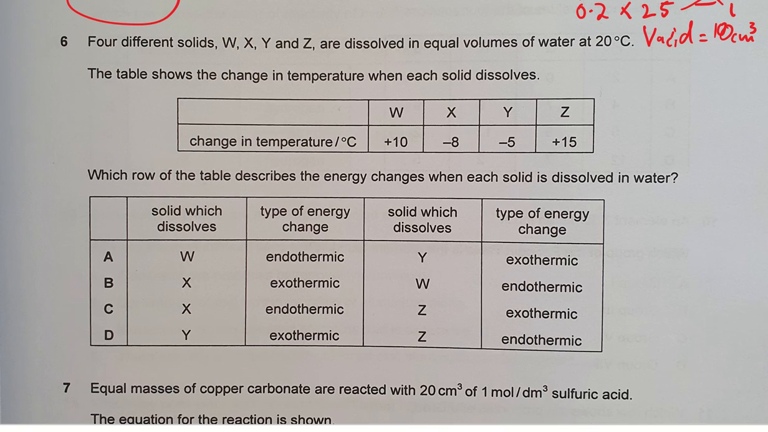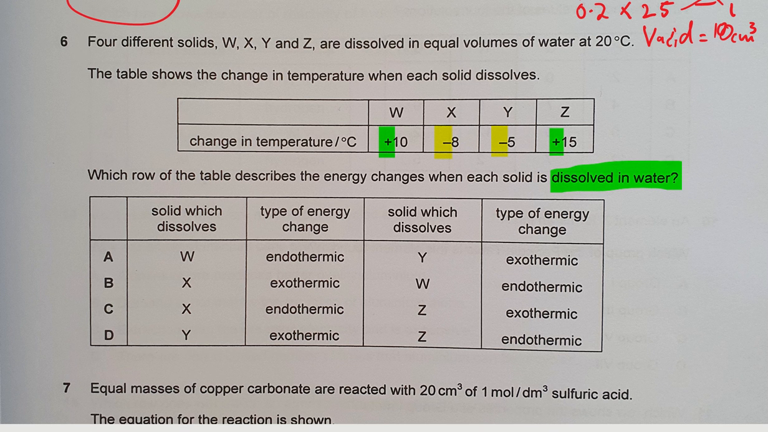Question number 6. Four different solids W, X, Y and Z are dissolved in equal volumes of water at 20 degrees Celsius. The table shows the change in temperature when each solid dissolves. Over here, I have the changes in temperature: for W, positive 10. For X, negative 8. For Y, negative 5. For Z, positive 15. Which row of the table describes the energy changes when each of these solids is dissolved in water?